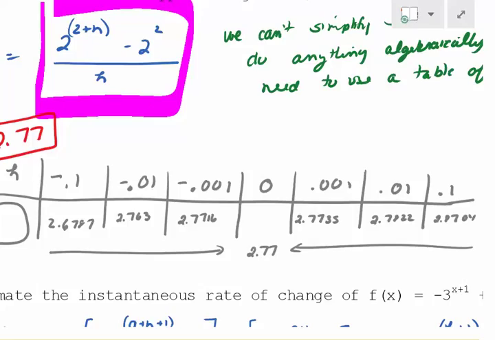Here's the thing. Why are these h values negative and why are these positive? Yes? Because we need something on both sides. Yes, you want something on both sides. If you want to go to the left of a point, you have to subtract values from it. If you want to go to the right of an x value, I'll be more specific, you add values to it.